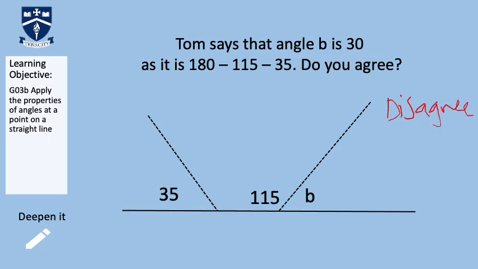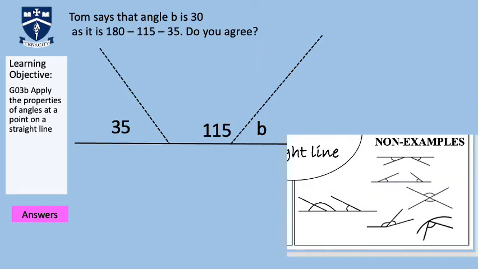Why do we disagree? Well, we disagree because, remember on non-examples, it can't be angles at these are two different points. So we can have two different points on the line, but it means that those two angles there add up to 180, and these two angles here add up to 180. They are two different points on the line. Angles at any one point add up to 180.